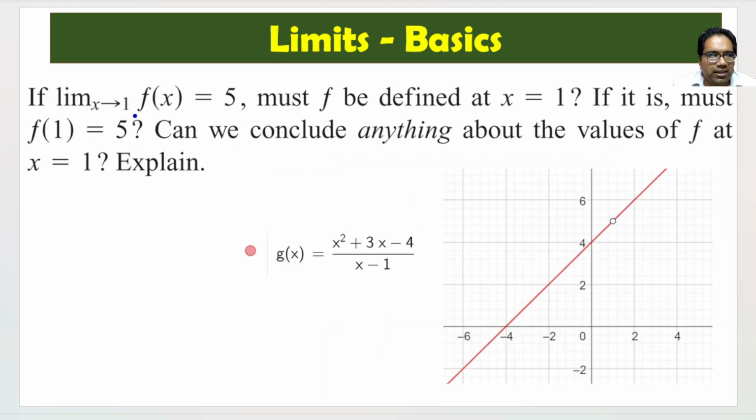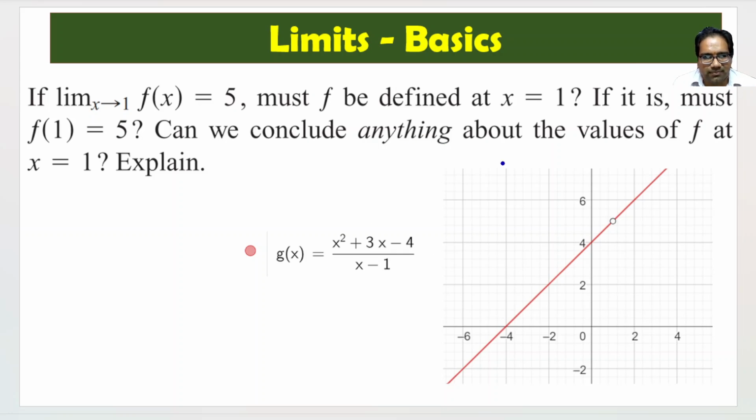Next one. Here in this case, again, limit x tends to 1, f of x equal to 5. This is given. That means as x approaches 1, this function is approaching 5. Whether you are approaching from the left or from the right, the value of this function is approaching 5. Now, does that mean this function has to be defined at x equal to 1? No, it need not be.